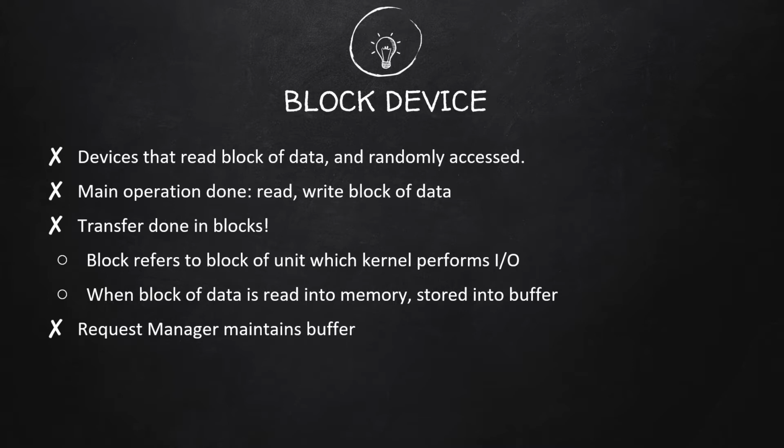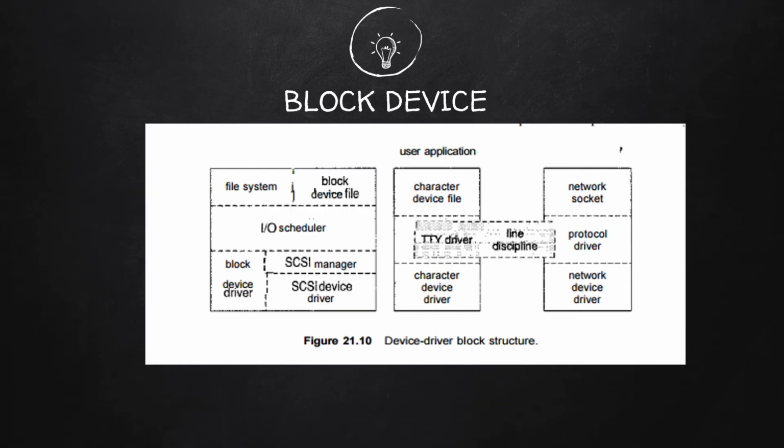Transfers are done in disks and blocks. Blocks refer to the unit in which the kernel performs the I/O. When a block of data is read into memory, it is stored in a buffer. The request manager maintains that buffer. This is the structure of a device driver block. You'll see some things such as TTY driver and line discipline, which we will explain next in the upcoming slides.